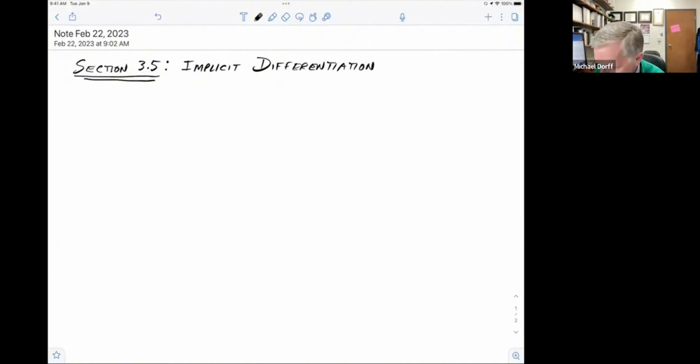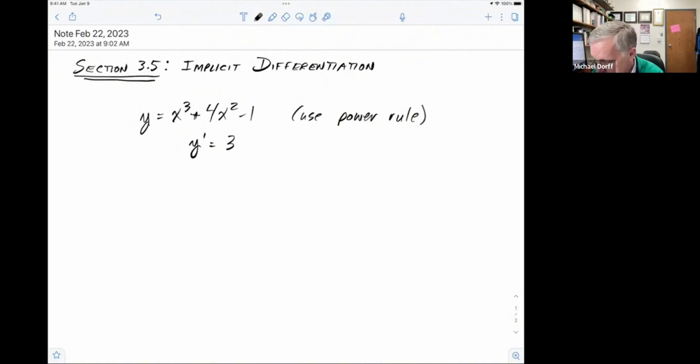Well, we've seen functions that look like y equals x cubed plus 4x squared minus 1. And we can take the derivative of that by doing the power rule. For example, to show you, we're going to use the power rule here. And we're all familiar that the derivative of that would be 3x squared plus 8x. What are some other functions that we've seen?